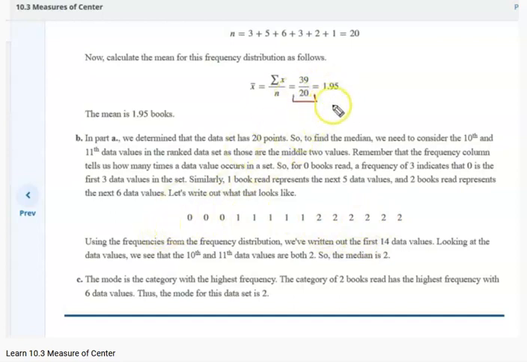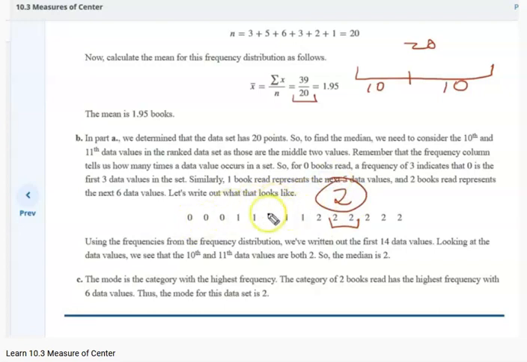So what would be the middle? Well, we said before, if we have a total of 20, then there's going to be 10 on this side, 10 on that side. But as we inspect the data, we go 1, 2, 3, 4, 5, 6, 7, 8, 9, 10. Items 10 and 11 are both 2. So our median then is 2.